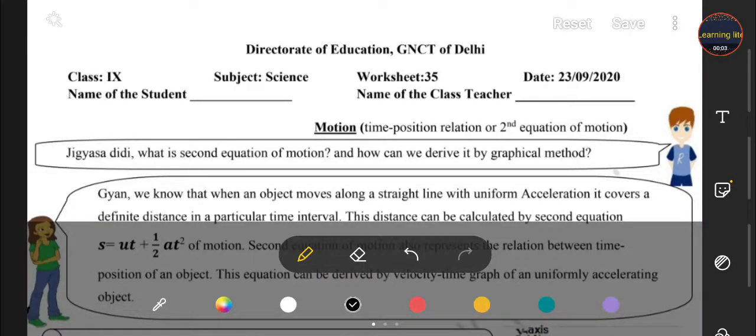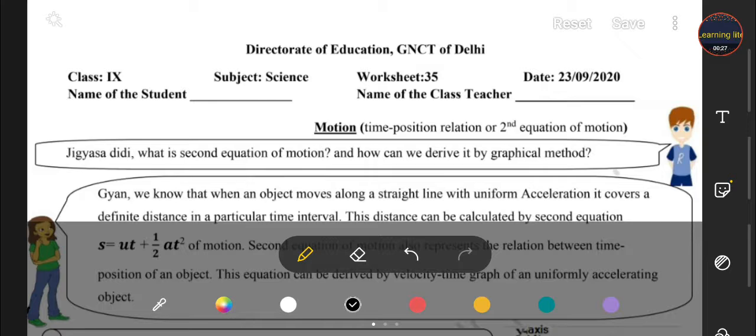Good morning students. Today we are here with our worksheet number 35 from Directorate of Education, class 9, subject science, and today we discuss the second equation of motion. In the last worksheet, students, we discussed the first equation, and today we are here with our second equation. Let's do Jigyasa Di. What is the second equation of motion and how can we derive it by graphical method?